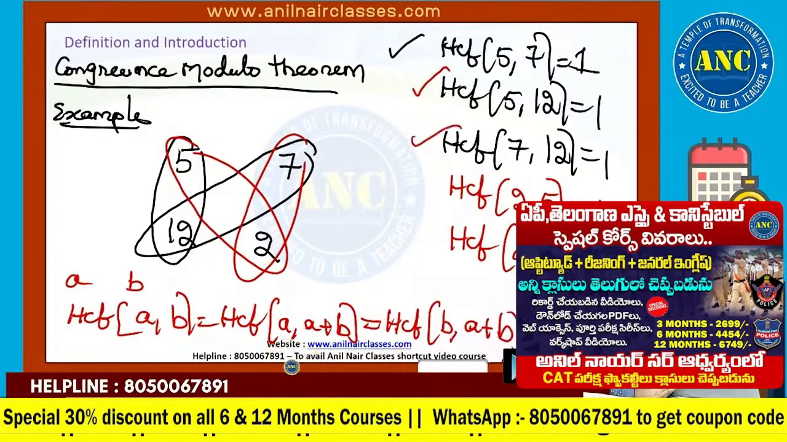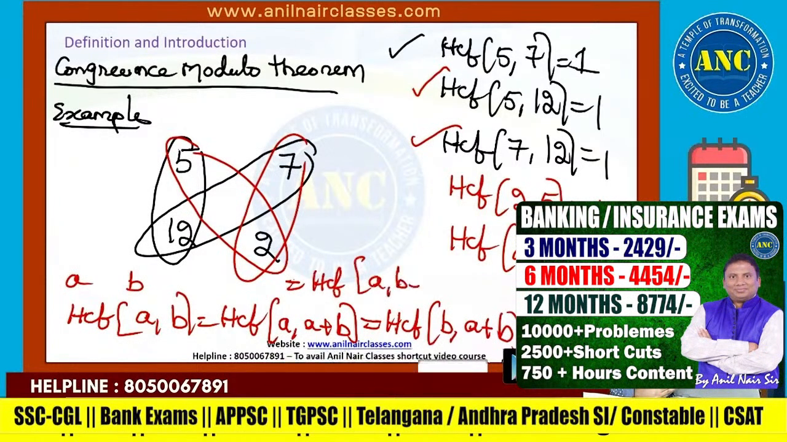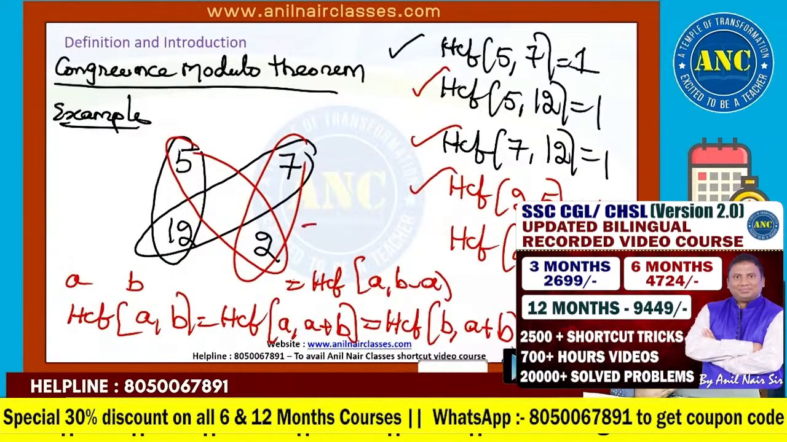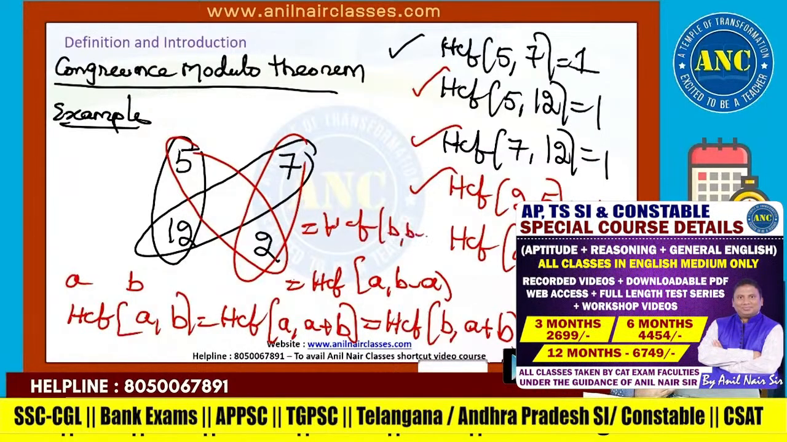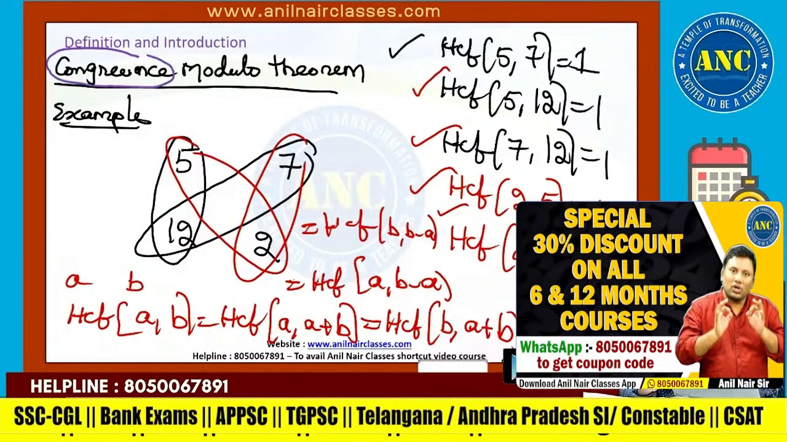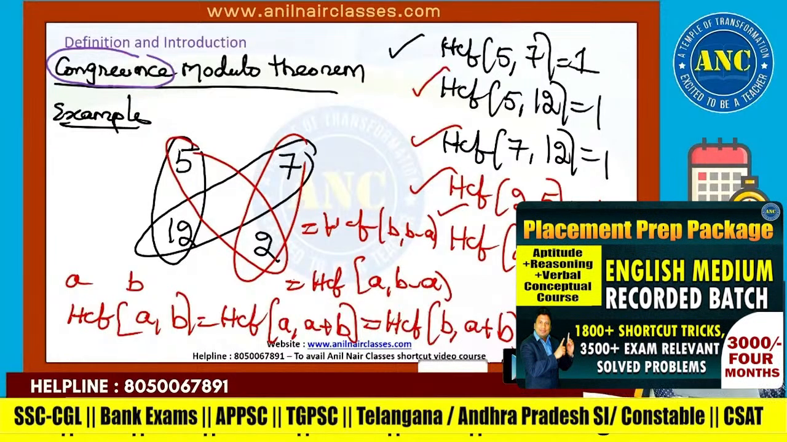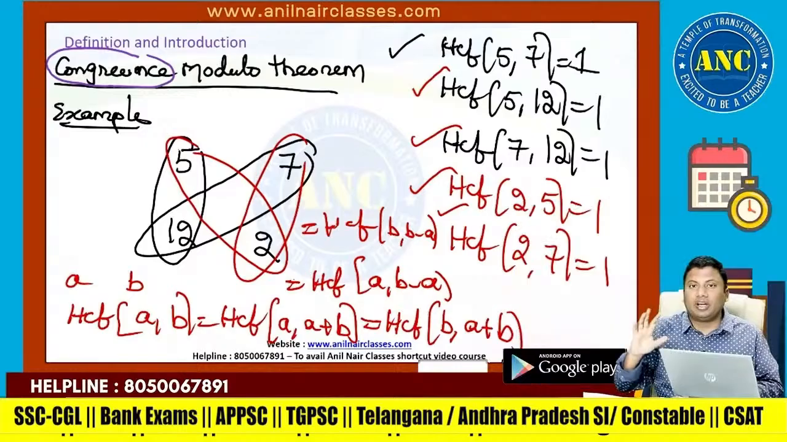Am I right? It is also equivalent to HCF of A comma B minus A. It is also equivalent to HCF of B comma B minus A. If two numbers are congruent under some property, even if you do modulo addition, the HCF value will not change. Even if you do modulo subtraction and do HCF with an individual number, HCF does not change.